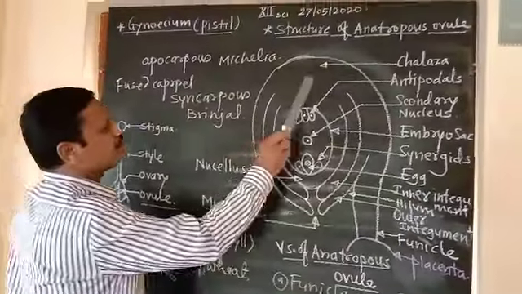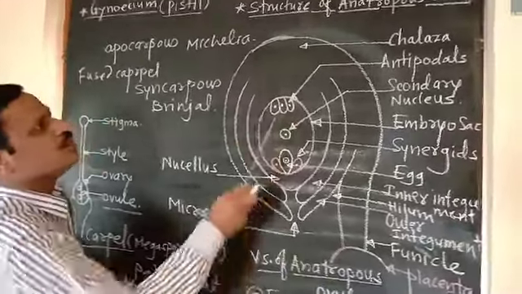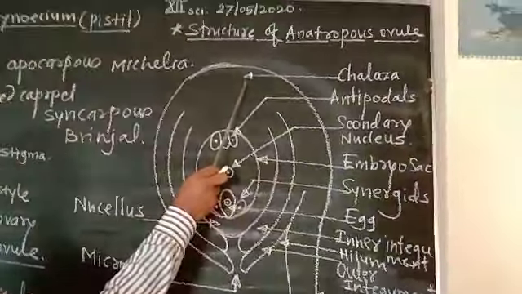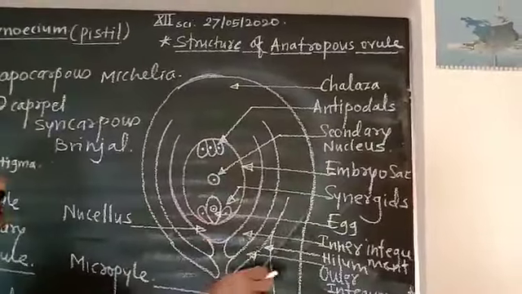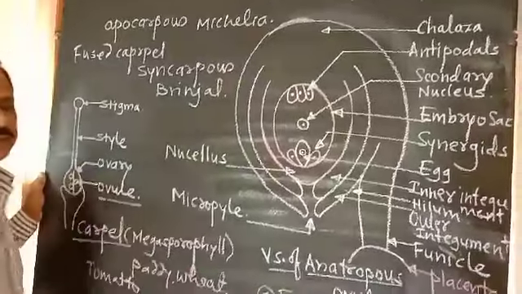Chalaza is the basal part of the ovule through which the integuments are developed.